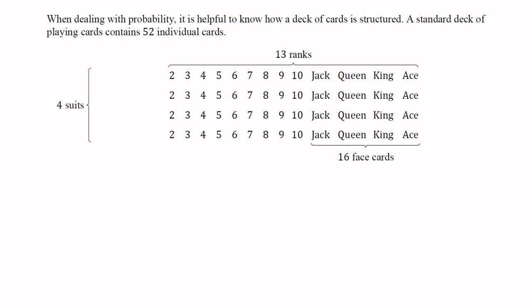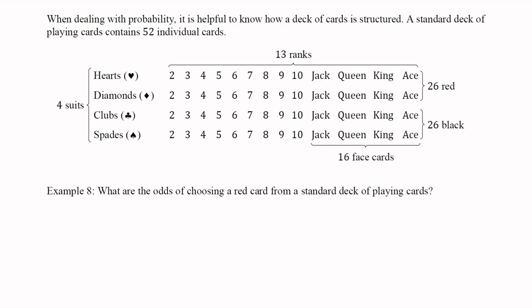Now you also have 4 suits. You have hearts, diamonds, clubs, and spades. The hearts and diamonds are red, making 26 red cards, and the clubs and spades are black, giving us 26 black cards.